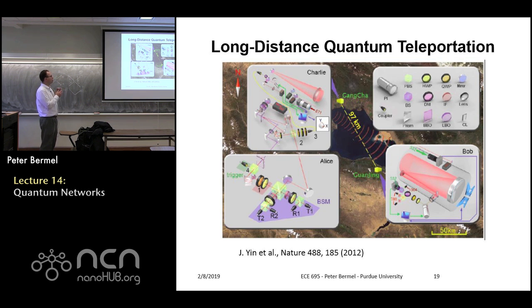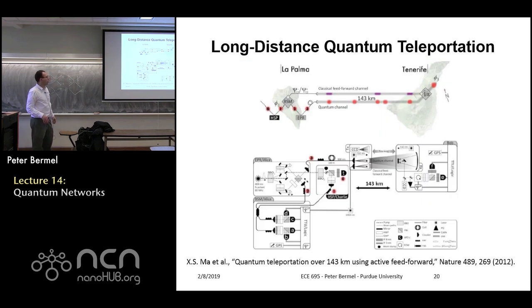So at least it's been shown, for just a single quantum degree of freedom, this can be done over fairly long distance, like 97 kilometers. And then the year after, there was a demonstration at 143 kilometers, between two islands. I think these are in the Atlantic, La Palma and Tenerife. This implements a really similar concept using a classical feed-forward channel for the classical degree of freedom. There's a slight difference there, but it doesn't really change things too much, so I won't re-explain it.